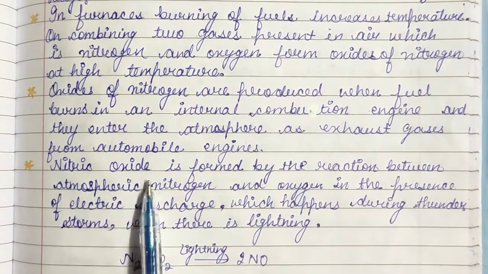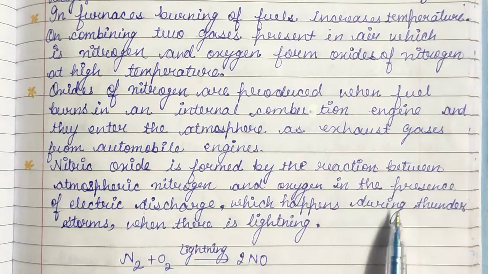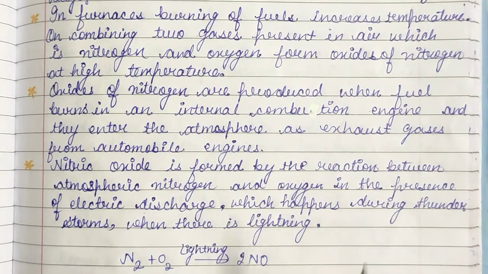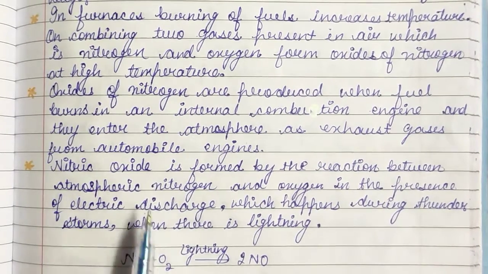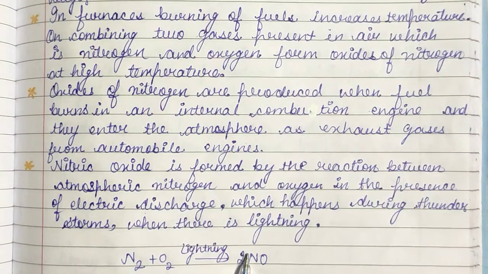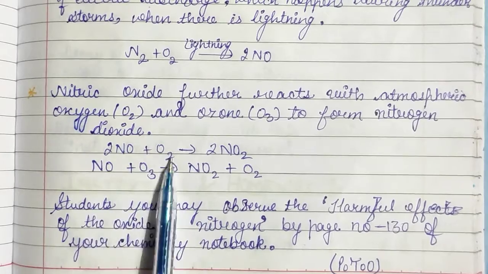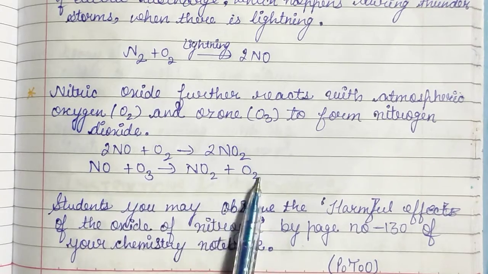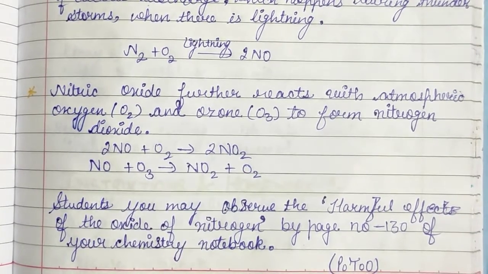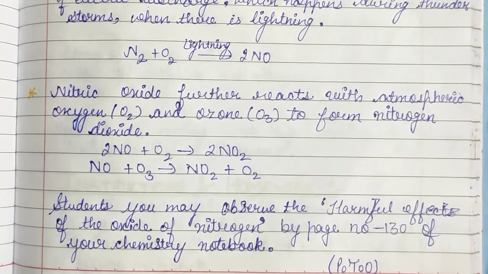Number 3, nitric oxide is formed by the reaction between atmospheric nitrogen and oxygen in the presence of electric discharge, which happens during thunderstorms when there is lightning. During lightning, the nitrogen present in air reacts with oxygen and becomes nitric oxide. And nitric oxide further reacts with atmospheric oxygen, which is O2, and ozone O3 to form nitrogen dioxide. Students, you may observe the harmful effects of oxides of nitrogen on page number 130 of your chemistry notebook.